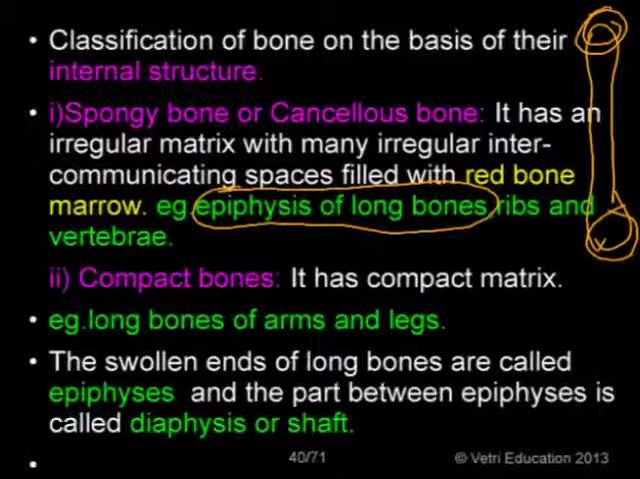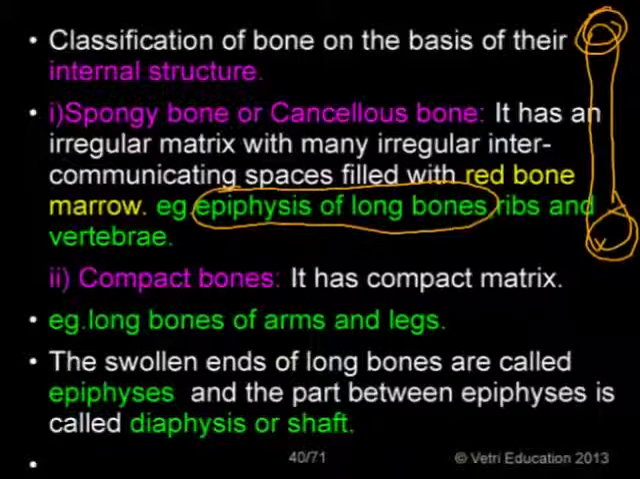Now the second one, compact bones. The bones are very compact without any spaces. Intercommunicating spaces are absent. There is no space. It is normally compactly arranged in units, what we have called the osteon, the Haversian system. The compact bone is made up of units which are compactly arranged without any spaces.